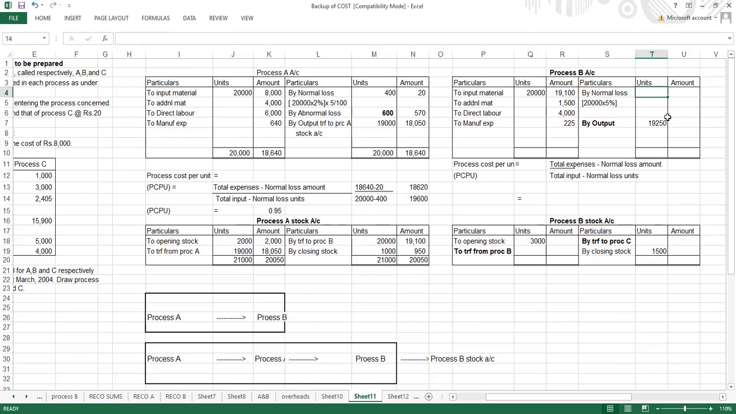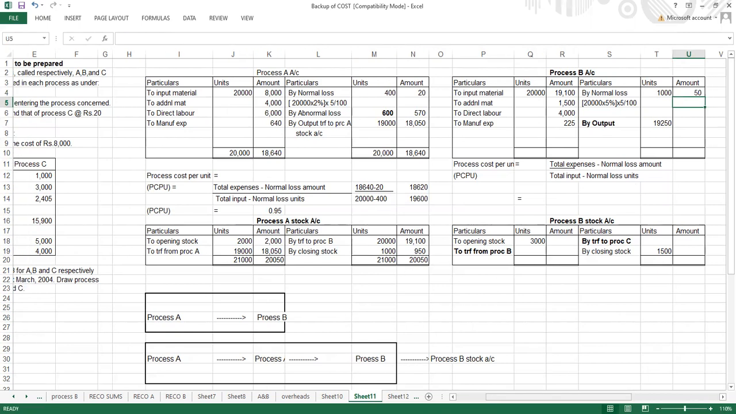10% will be 2,000. How will be 5%? What about amount? Normal loss scrap rate is 5 by 100, isn't it? So whatever output we have got into 5 divided by 100. In amount column I'll do the calculation. Again 1,000 into 5 by 100, and got 50 rupees as amount of normal loss. I hope this is clear, students.